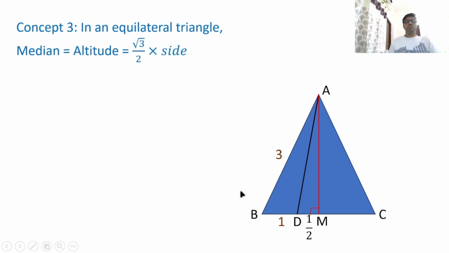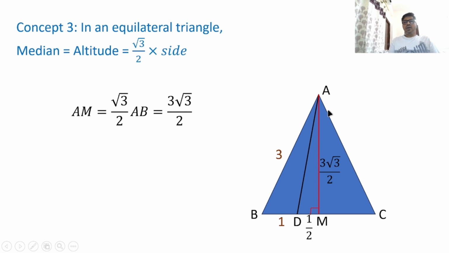Okay, now let's go to concept 3, which says that in an equilateral triangle, median equals altitude, and that is equal to root 3 by 2 times the side length. So this is a formula that students should remember, which can be derived either using Pythagoras theorem or otherwise from trigonometry. So let's leave the derivation part aside. For the time being, remember this as a very important result. Median equals altitude equals root 3 by 2 times the side in an equilateral triangle.